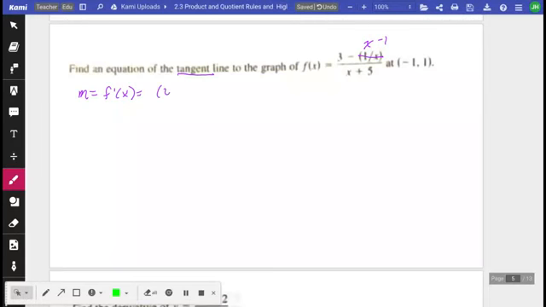I'll do low d high, derivative of the top. Well, derivative of 3 is 0. The derivative of x to the negative 1 is negative x to the negative 2. So low d high minus high d low, and the derivative of the bottom is just 1. And you don't have to write that 1, but you can. All over the square of what's below. And then we can simplify this carefully.